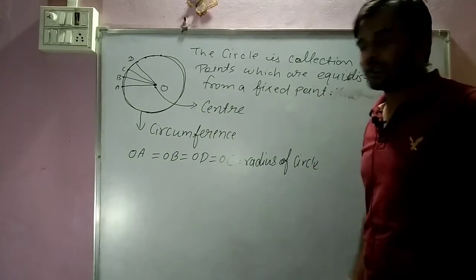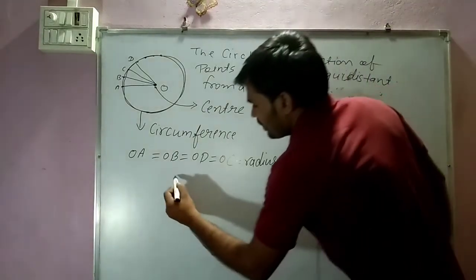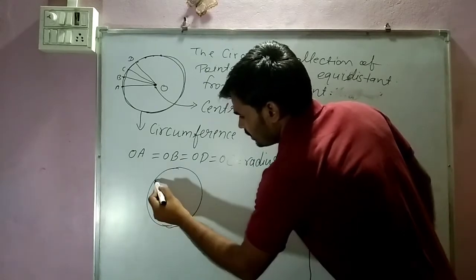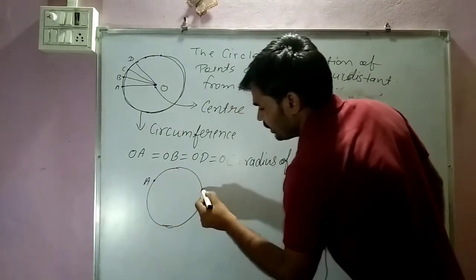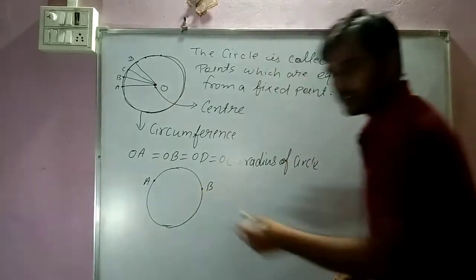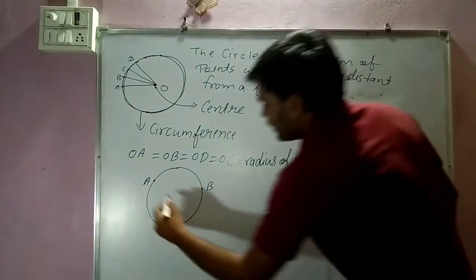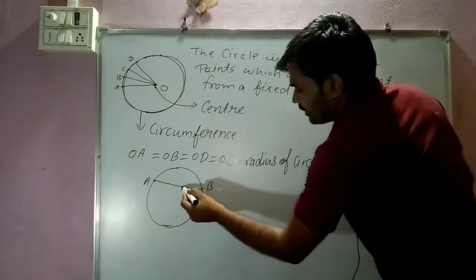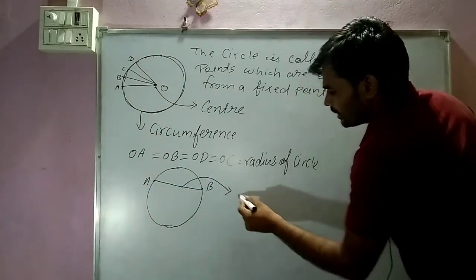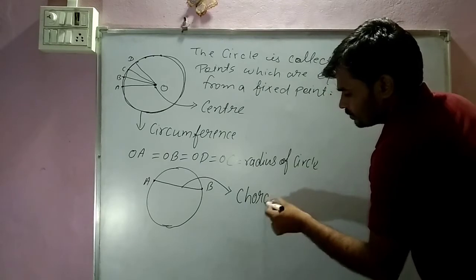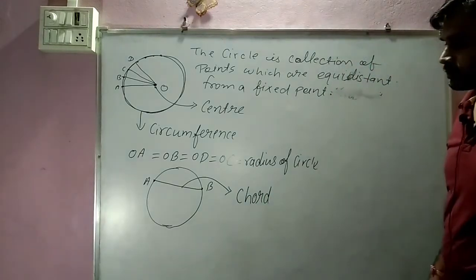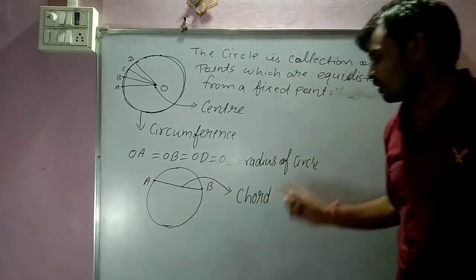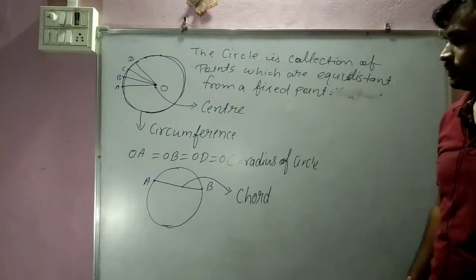Now another term associated with this circle: if we take 2 points on the circle, let those points be A and B, and then join the points, the line which we obtain is called a chord of the circle. The line joining 2 points on the circle is called a chord of the circle.